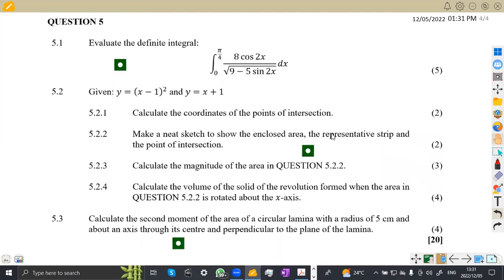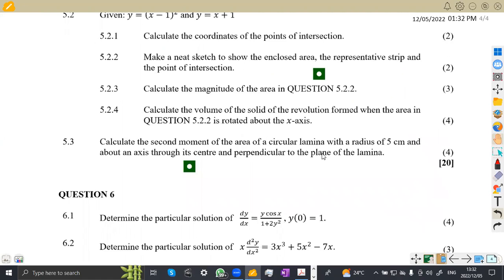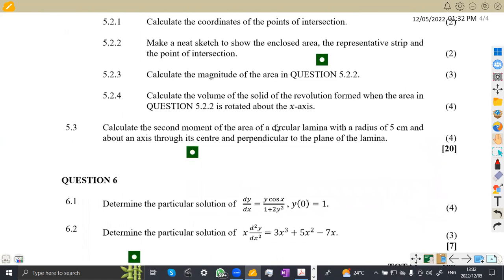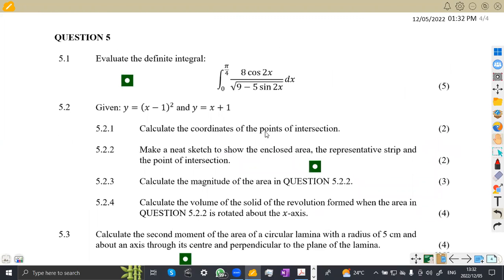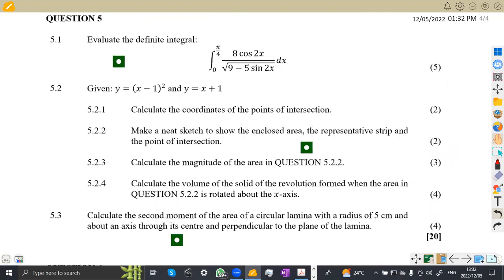Still on Mathematics paper 5, which was written in February 2022. We are going to try by all means to focus on question number 5 and question number 6 as the last part, as I saw that you're having 7 marks on question 6, so you can just combine it with question 5. All right, we are going to quickly rush through the questions.